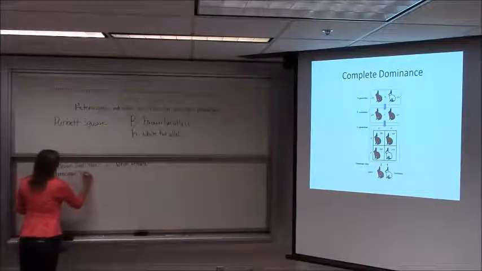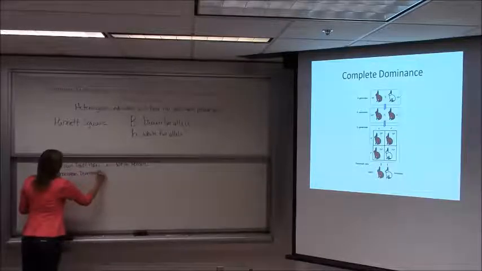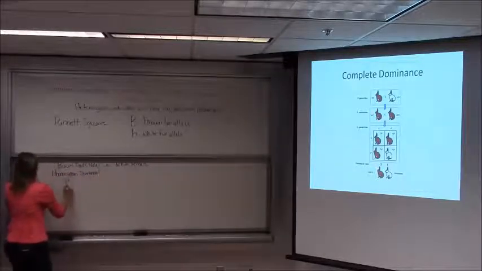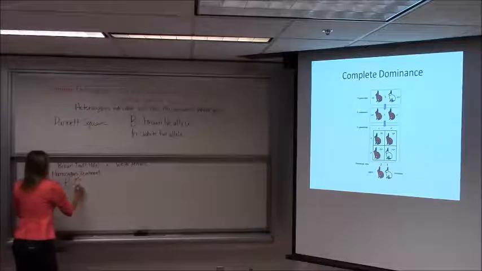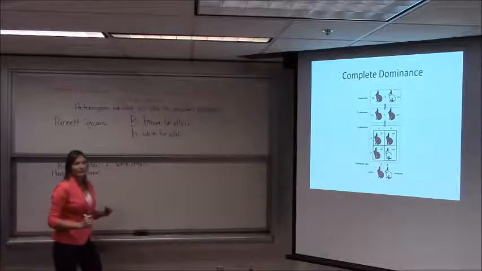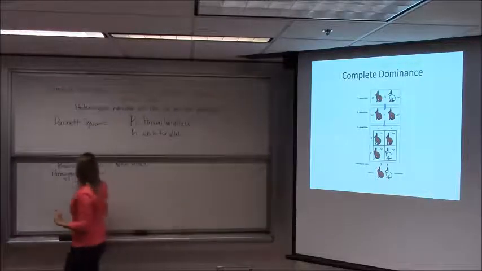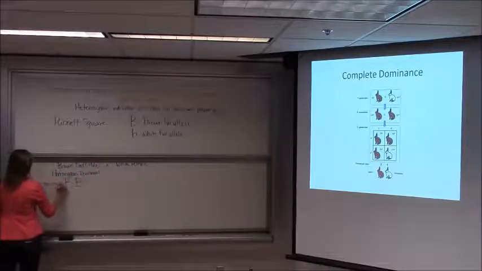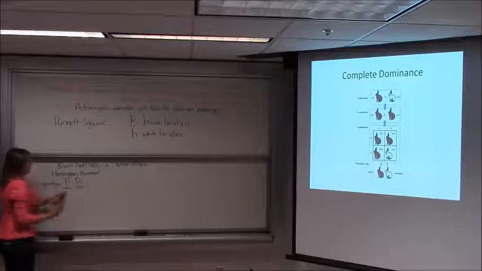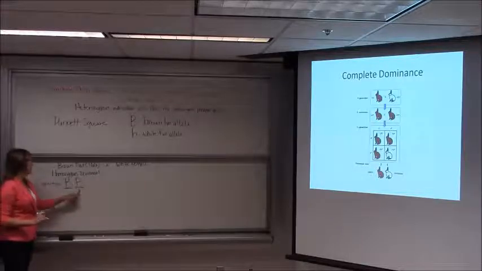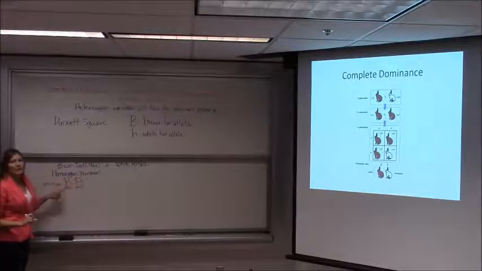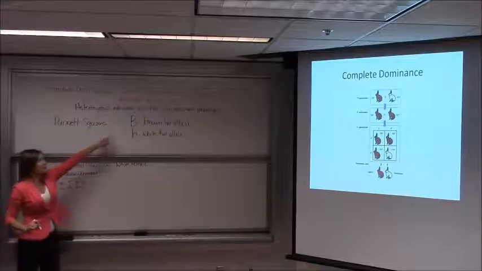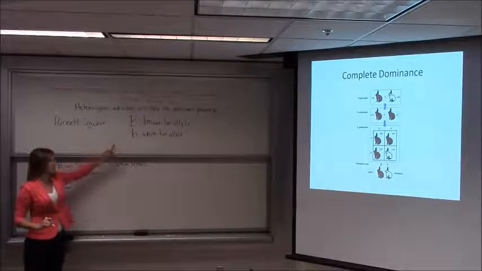In other words, for that brown fur allele, he has two brown fur alleles. So his genotype is going to be big B, big B, to show that he has both alleles the same, so he's homozygous, and they're both the dominant allele, which is brown, which we represent with a capital B.